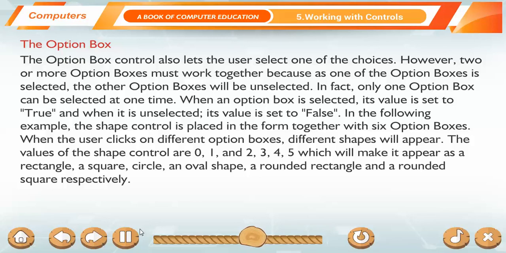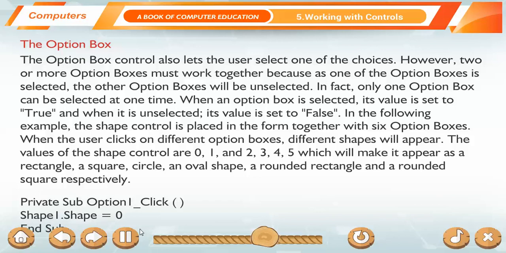In the following example, the shape control is placed in the form together with 6 option boxes. When the user clicks on different option boxes, different shapes will appear. The values of the shape control are 0, 1, 2, 3, 4, 5, which will make it appear as a rectangle, a square, a circle, an oval shape, a rounded rectangle and a rounded square respectively.